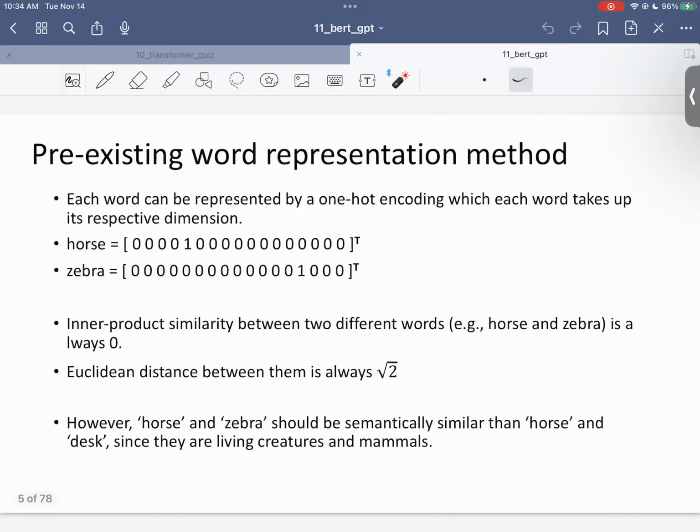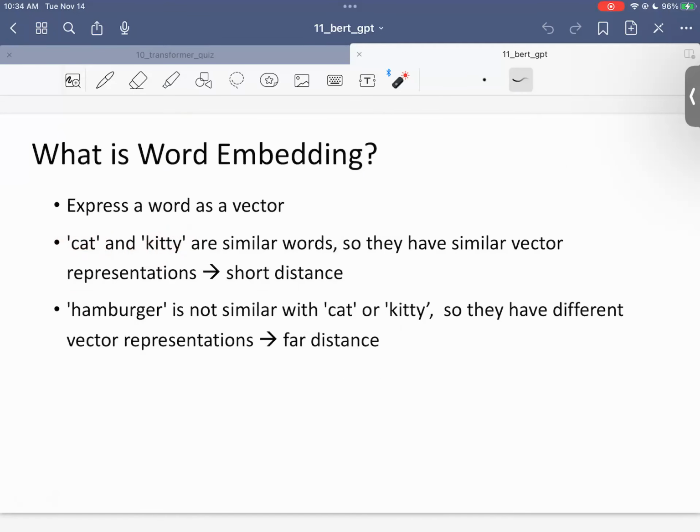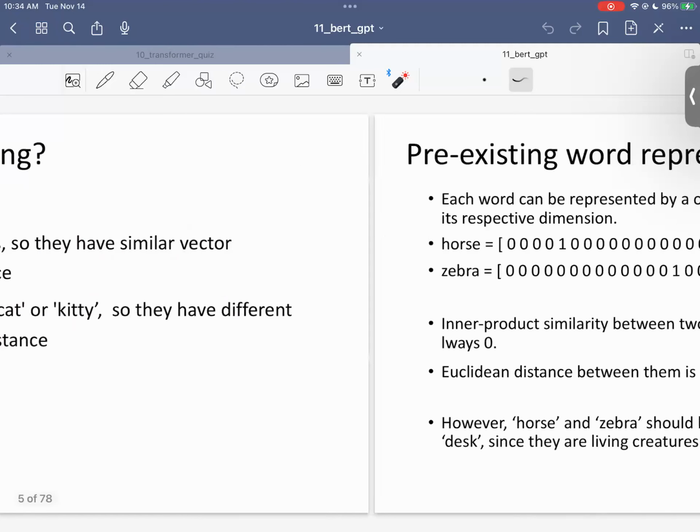If we use one-hot embedding to represent words, it wouldn't make a lot of sense. Look at horse and zebra, an example of one-hot embeddings. Done this way, any pair of words will always have the same inner product value, which will be 0, because they're orthogonal. And their Euclidean distance will always be square root of 2. That doesn't give us what we want. We want semantically similar words to have similar vectors, and semantically dissimilar words to have dissimilar vectors.